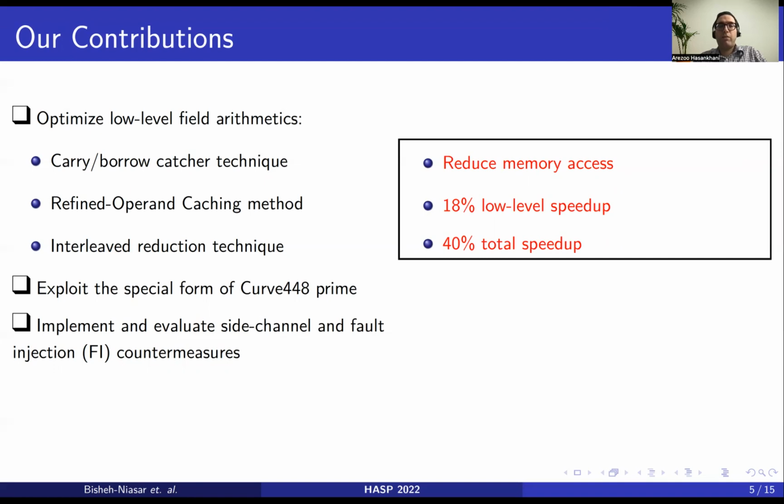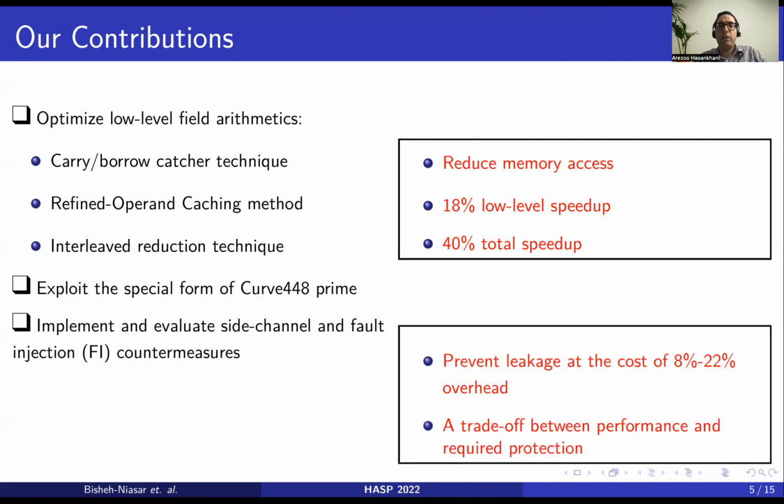Using the restricted X coordinate in group operation, we achieved totally 40% speed up compared to the previous work. We also embed several countermeasures to avoid side channel and fault injection attacks and evaluate our design using TVLA method. Our results showed that our implementation can be protected against those attacks at the cost of 8 to 22% performance overhead. Therefore, we will have a trade-off between the required protection and performance based on our implementation and application.